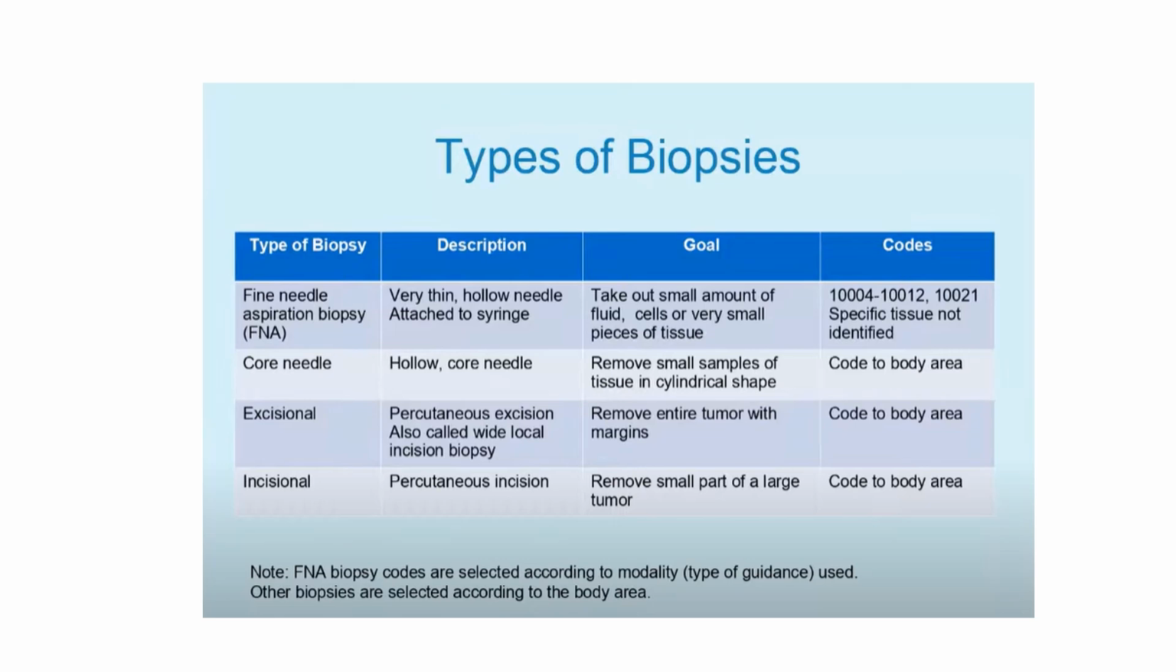Go to body area. So note, FNA biopsy codes are selected according to the modality, that is the type of guidance used. Other biopsies are selected according to the body area. This is an important note. So while coding for FNA biopsy, you don't need to worry about the organ system, nothing. Okay, you need to see only the imaging guidance, that is the type of modality used. For other biopsies, you need to concentrate on the body area.